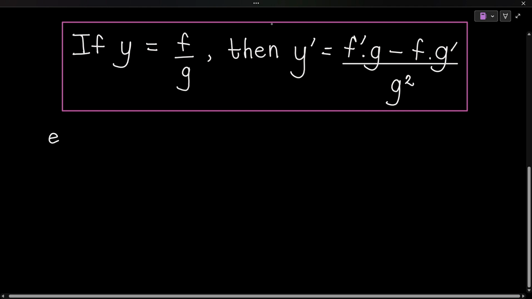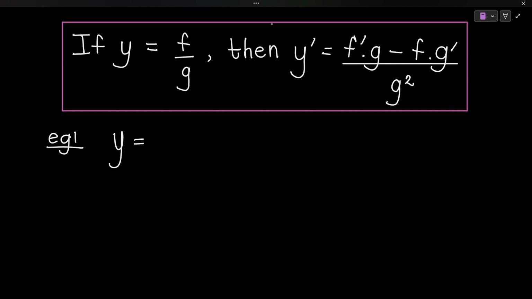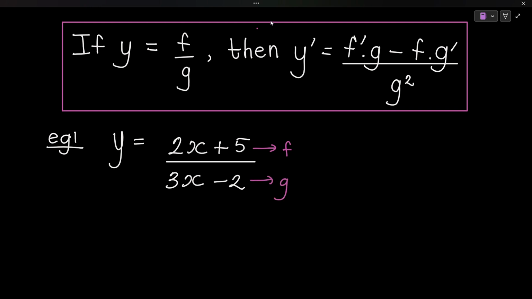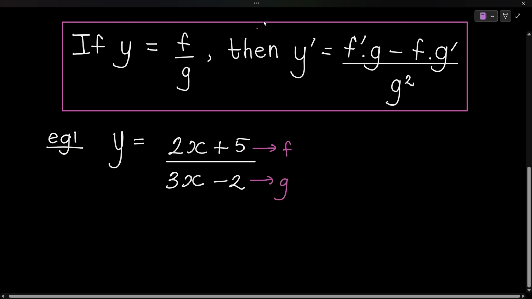Say we have the equation y is equal to, and we are given 2x plus 5 all over 3x minus 2. Now, as a starting point, it would be good for you to identify exactly what f and g represents in this case. So we've got the numerator representing f, the denominator representing g. That just makes it a lot easier for you when you are about to differentiate.